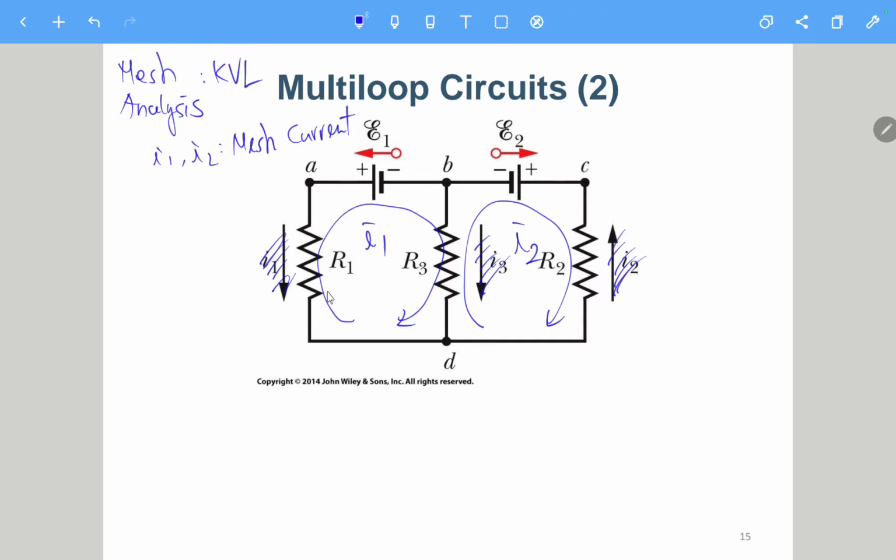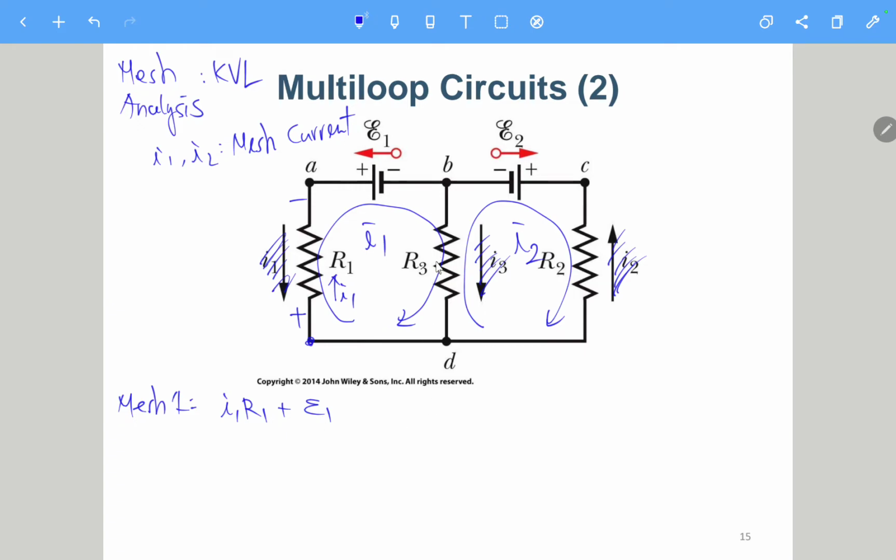For this loop, we have mesh 1. Here, let's try to determine this is the positive side. So we start from here, and then this current is like this. So here, this should be positive, this should be negative. In this case, we should have I1 R1, because I1 goes through this resistor R1. And then here, this is positive, this is negative, which has the same direction as this one. So we have plus E1.